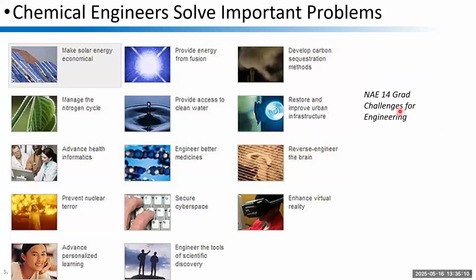Right? So, like I had mentioned earlier, chemical engineers solve some of the most important problems. Here are the 14 grand challenges outlined by the National Academy of Engineering. And chemical engineers play a large role in all of these, from making solar energy economical by improving the production of solar cells, managing the nitrogen. How can we extract nitrogen from the air to make fertilizers? All the way through health informatics, engineering medicine, and clean water.